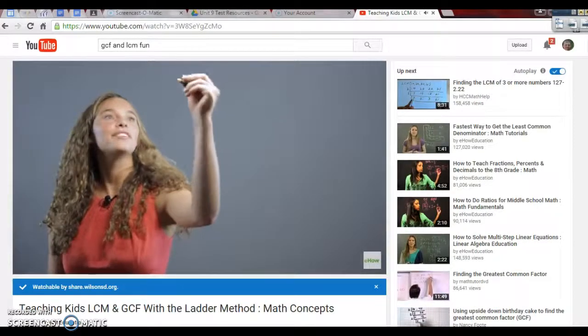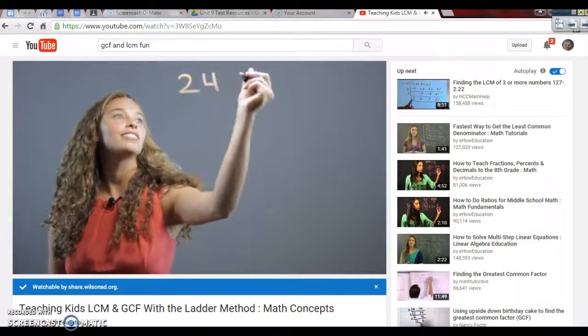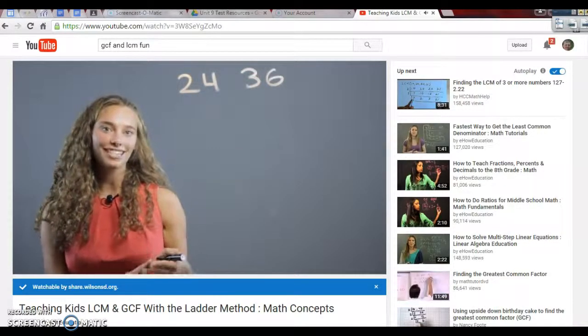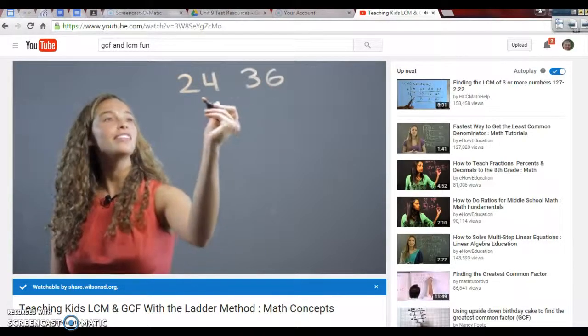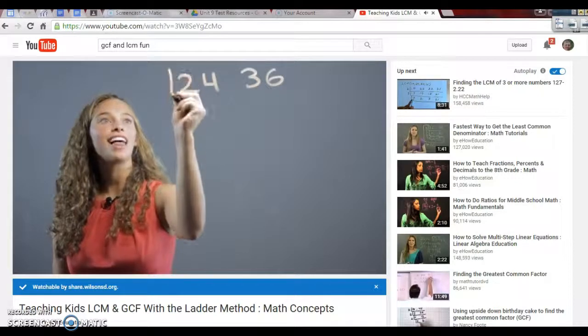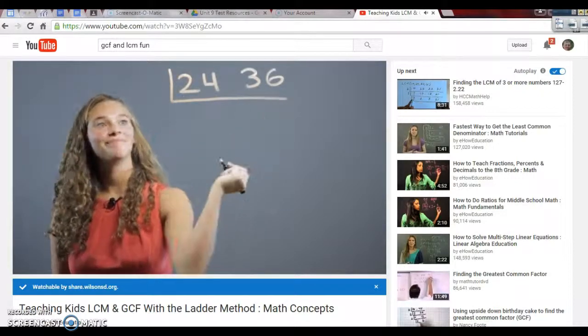Let's look at the numbers 24 and 36. So now we want to find the LCM and the GCF. Start off by writing the numbers on one line, like this. Then make an L, ladder method.